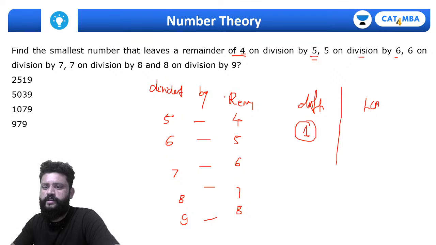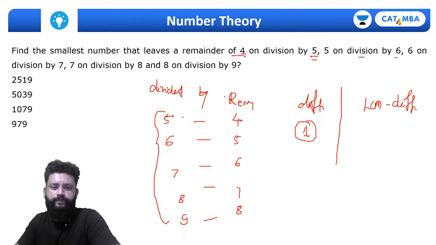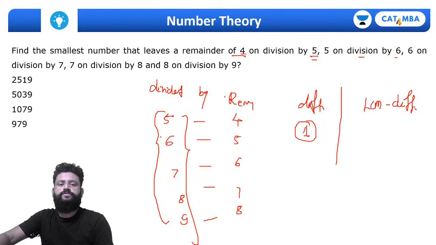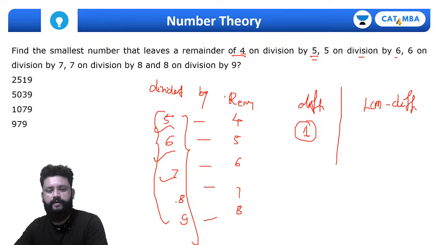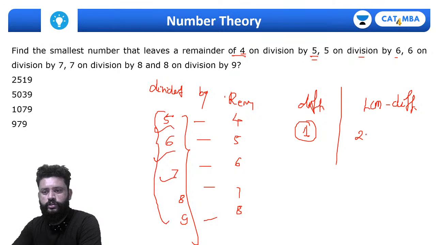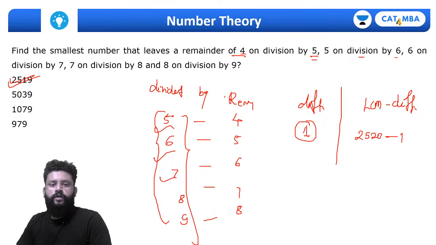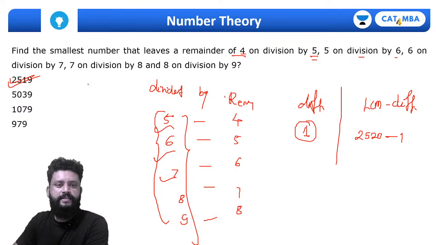And always the answer for such a question is LCM minus that difference. So you need to calculate the LCM of these numbers. 5 और 6 का LCM होगा 30, 30 into 7 is 210, into 4 is 840, into 3 is 2520, minus 1. Answer is 2519. All clear?